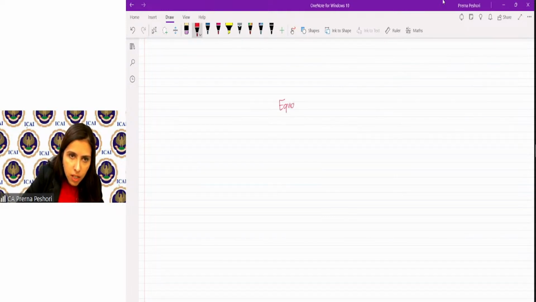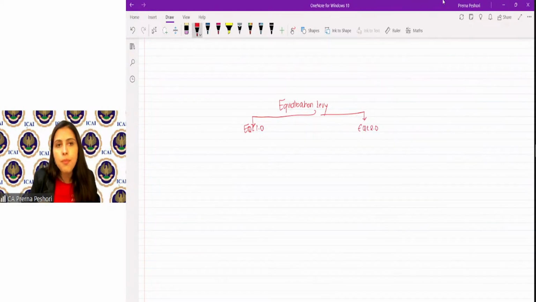We have two equalization levies: EQL 1.0 and EQL 2.0. Both are very different. One was introduced in 2016 and the second one has been introduced in 2020. Now, what are these two types of equalization levy?